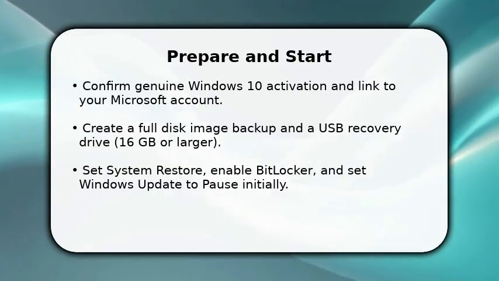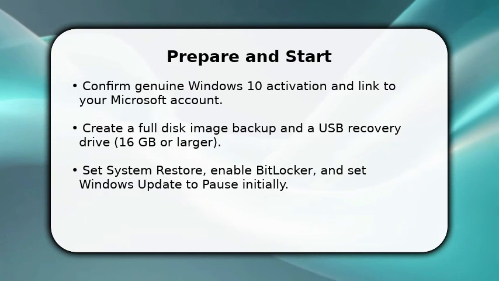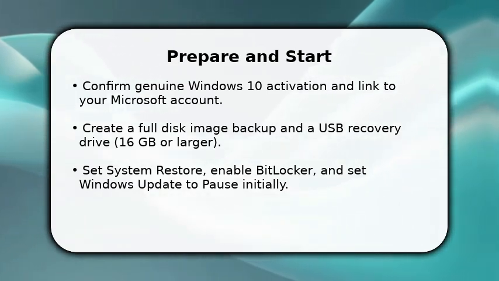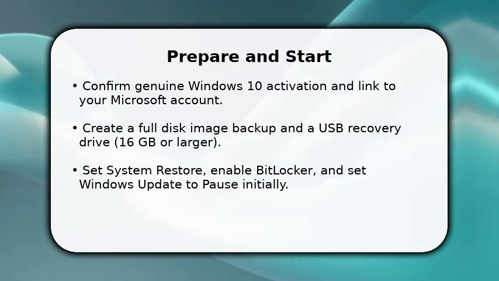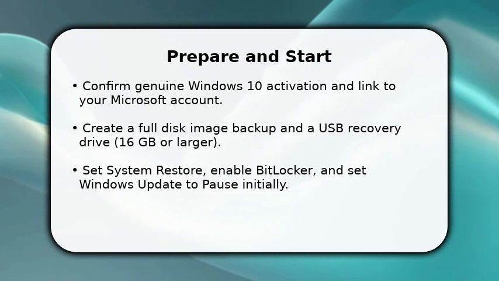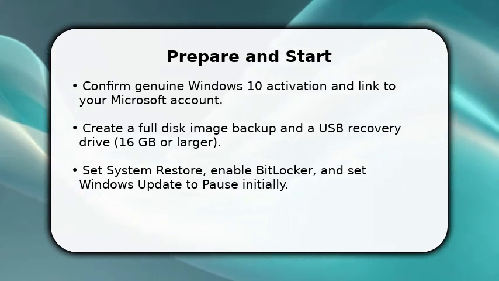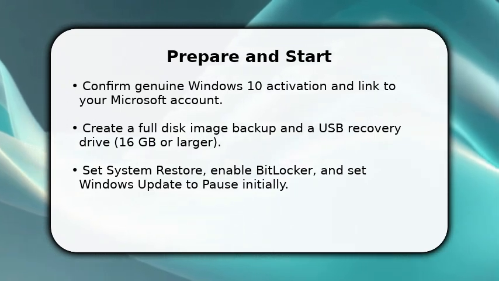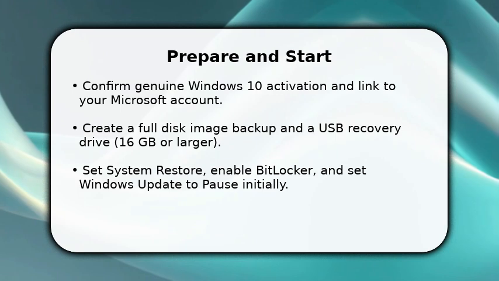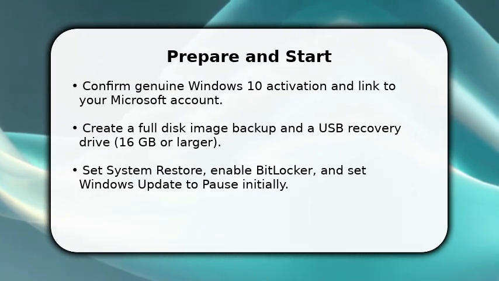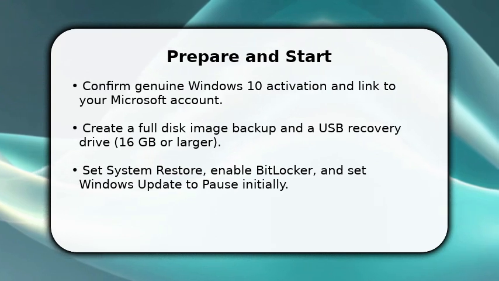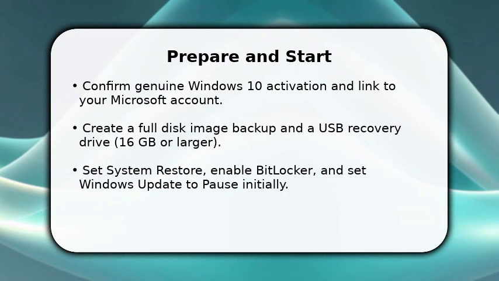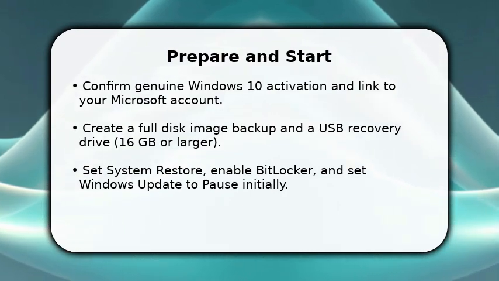You begin by validating your license and tying it to your Microsoft account so reactivation is simple. Next, make a full disk image and a bootable USB recovery drive. That image is your safety net. Once done, enable System Restore and BitLocker to protect files and integrity. Pause Windows Update temporarily while you configure settings and install essential drivers and apps. You're doing these steps now to ensure a stable baseline state before you move into longer-term preservation.